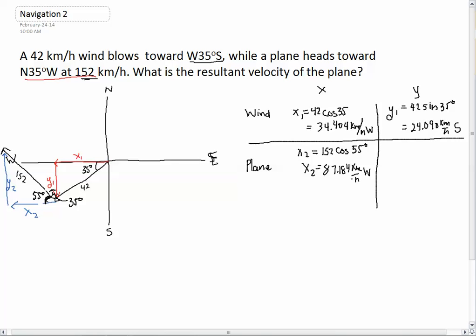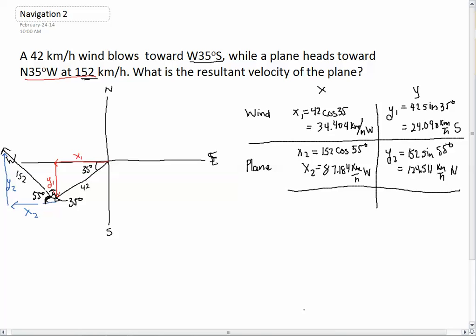Let's do y2, and y2 is opposite the angle of 55 degrees, so y2 is calculated taking the hypotenuse, 152 times the sine of 55 degrees, and so we get for our y2 124.511 kilometers per hour north.